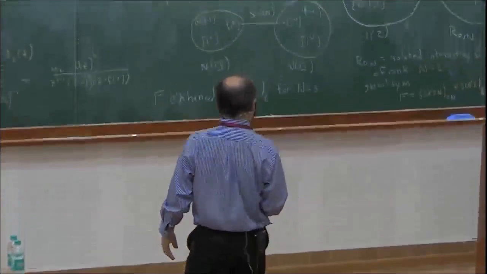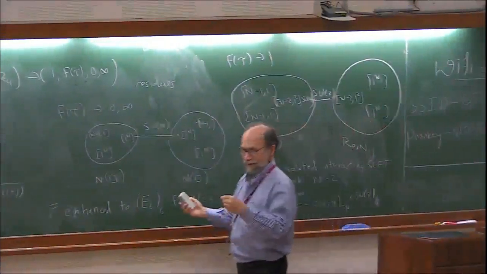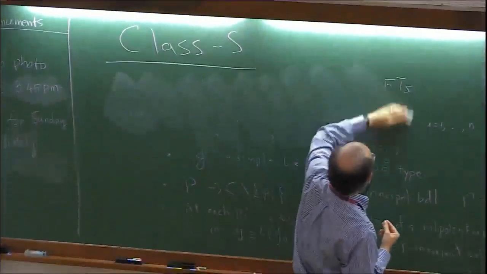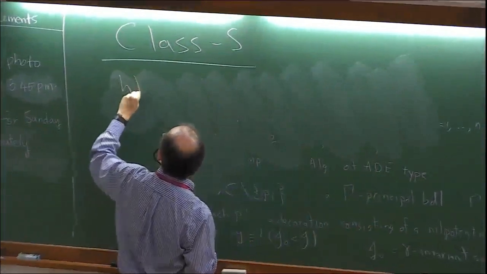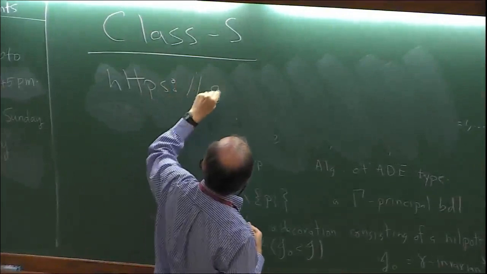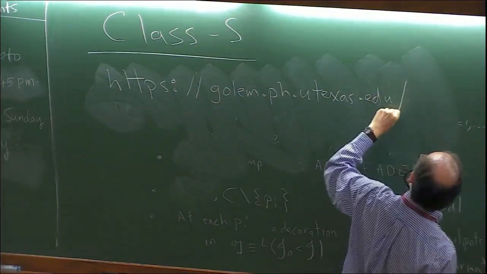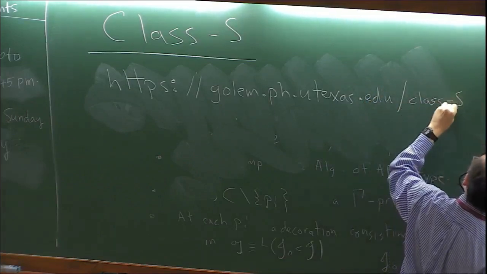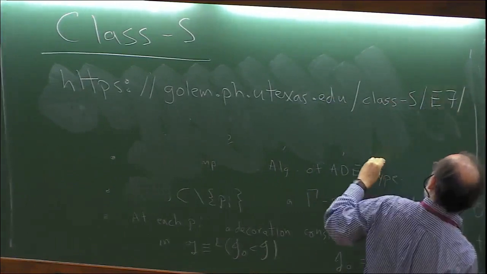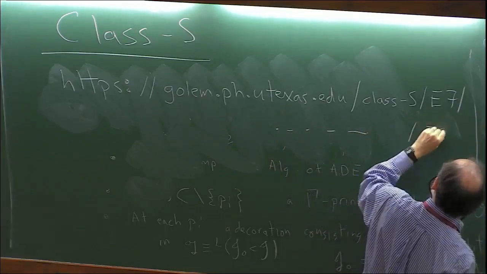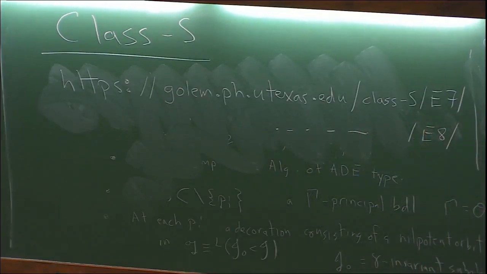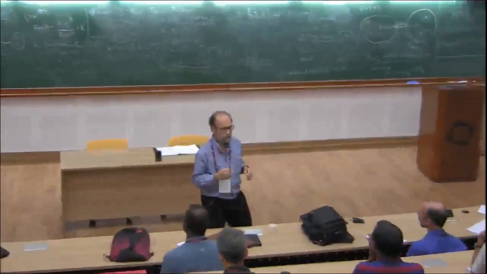So, in fact, since I have the time, let me make a plug for the E7 and E8 versions of this story. You can go to the following URLs. Same URL, just the last thing has changed. And while away the hours, exploring all of the 3-punctured spheres in this E7 and E8 theory.